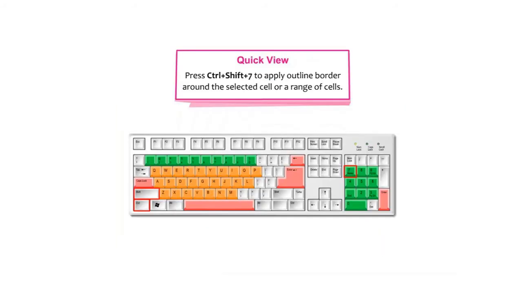Okay, students, there is a shortcut key again for you. Press Ctrl plus Shift plus 7 to apply outline border around the selected cell or a range of cells.